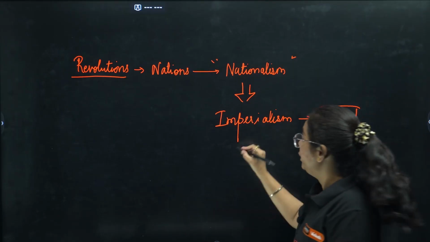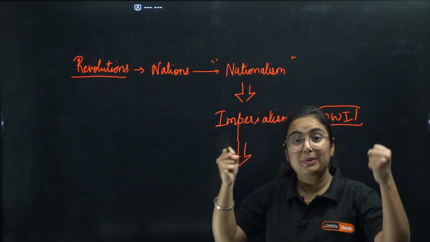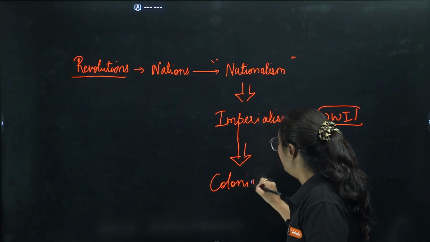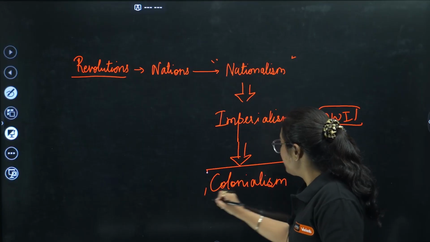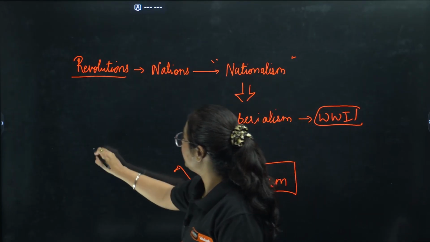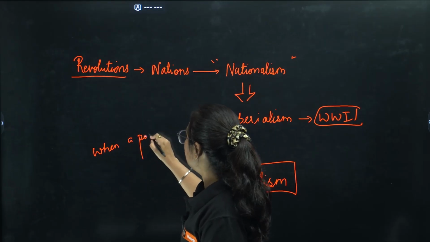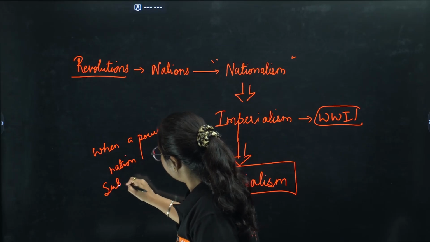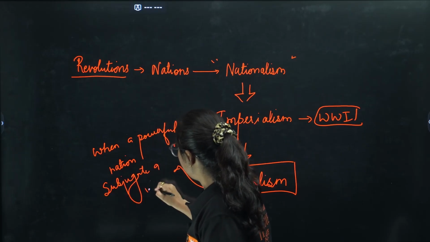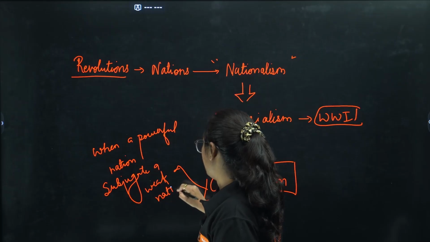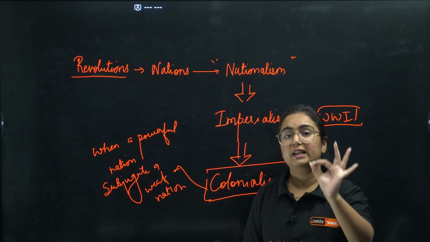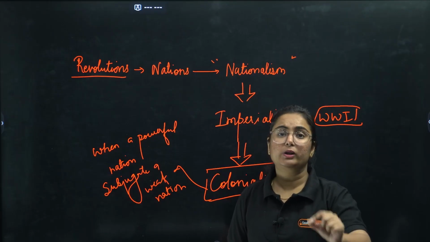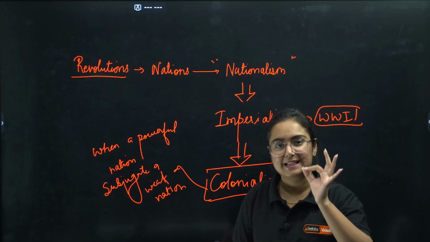Got my point? When countries want to become imperial, they want to be powerful in the world, and this eventually leads to colonialism. What does it mean? When a powerful nation subjugates a weak nation. Now India was the colony of the British Empire, and within that colonialism phase, we developed the feeling of nationalism in India.